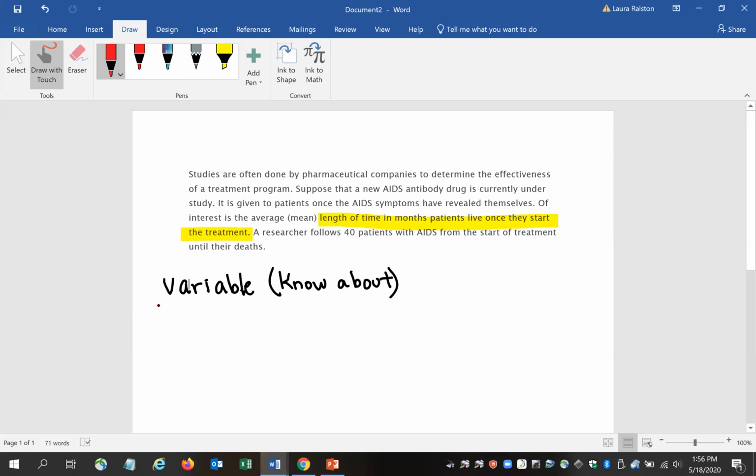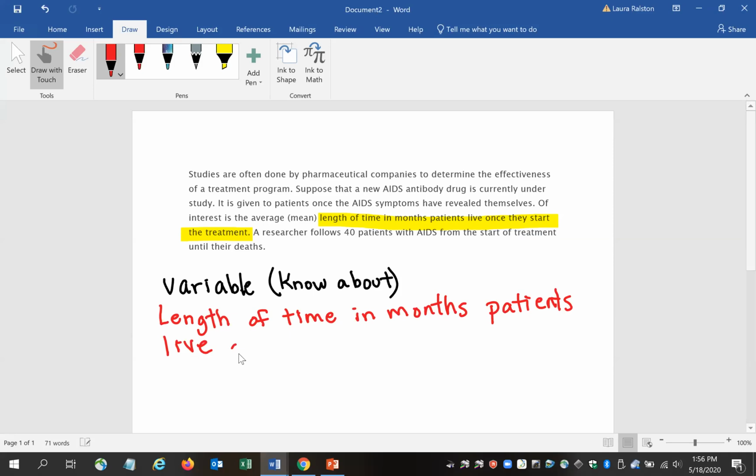And when you define that variable, you want to include all of those descriptors. Okay, so my variable here is going to be the length of time, specifically in months, patients live once they start the treatment. Okay, that's my variable.